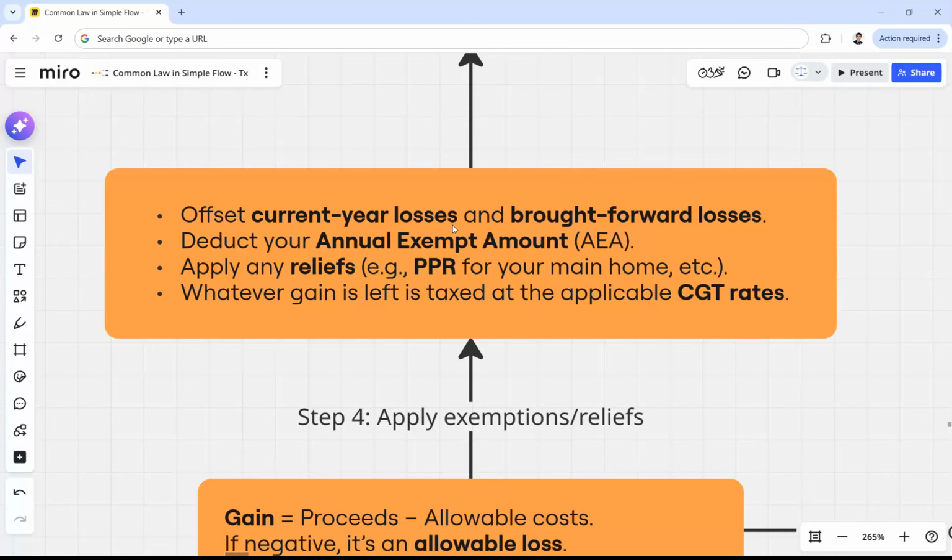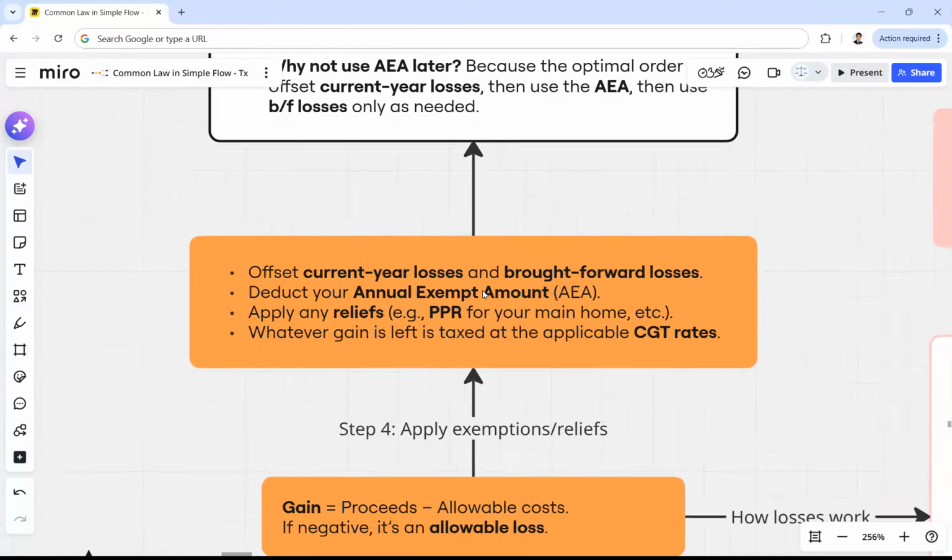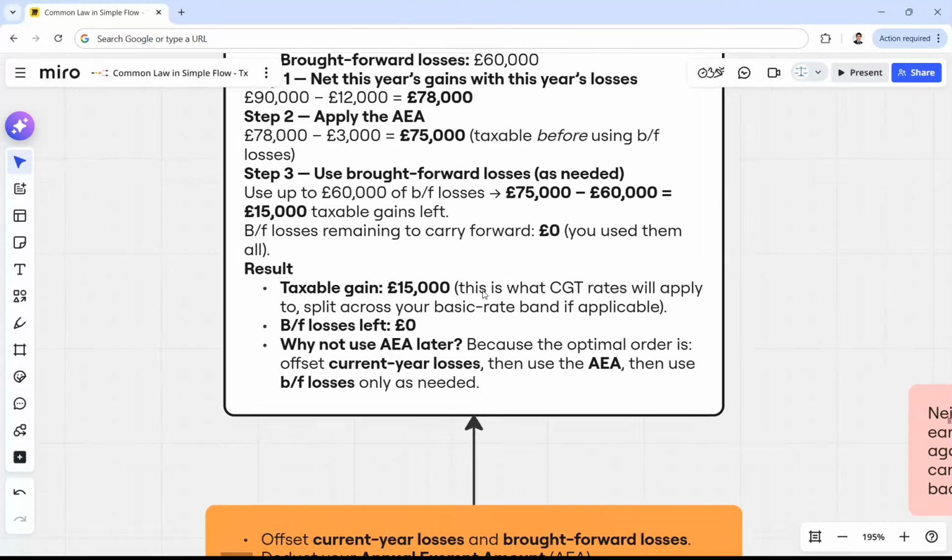Annual exempt amount is this 3,000. PPR is our principal private residence relief, where we had 100% relief. So basically you put a zero tax on that apartment if that was your main home. And about the current year losses and brought forward losses, like losses from previous years, we have spoken about that.